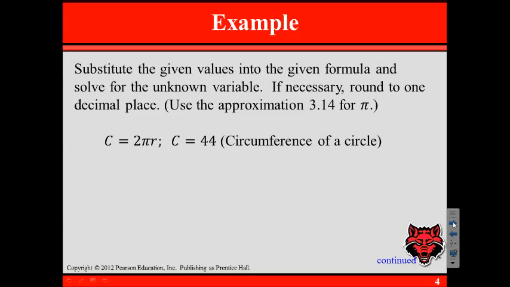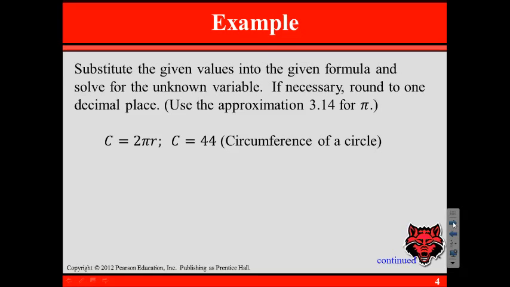Let's start by trying to substitute the given values into the given formula and solve for the unknown variable. If necessary, round to one decimal place. In the place of pi, you want to use the approximation 3.14. So we are given a formula, C equals 2 pi r, where C equals 44. This is the formula that represents the circumference of a circle, the outer edge, perimeter if you want to think of it that way, although that word doesn't really apply to a circle, but the measurement of the outer edge of a circle.